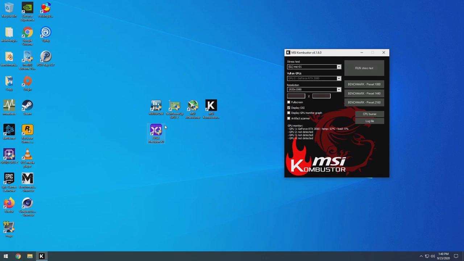So with that being said, we are done talking about the programs I use. Now I do use other things like 3DMark, and we're going to talk about why I use that, and then onto the software itself.